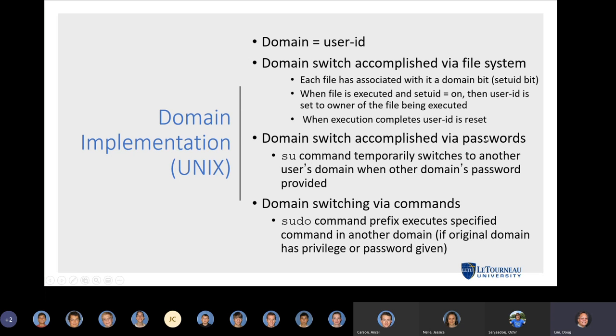So you can actually have, and I talked about this a little bit earlier, in the Linux Unix world, you can actually change domains in order to do specific operations, sort of like an escalation of privilege. And the technique used in Unix is the su command, which stands for substitute user. And it's a temporary switch to another user's domain when the other domain's password is provided. So it allows you to access things that you normally wouldn't have access to in your current domain. You can switch to another domain.